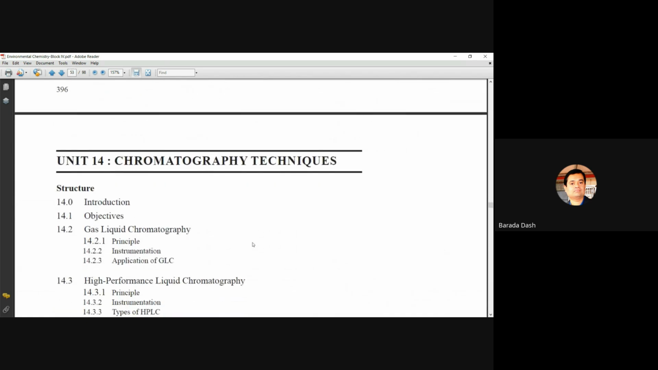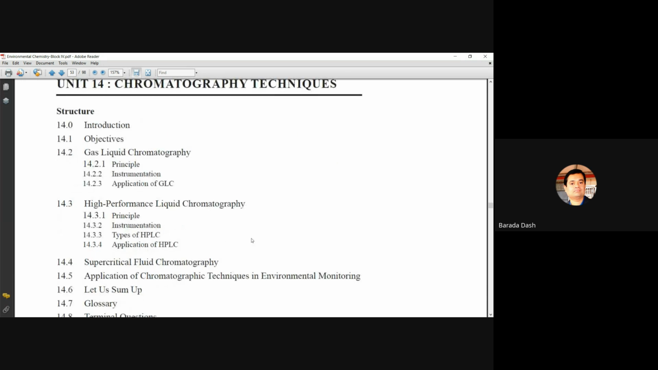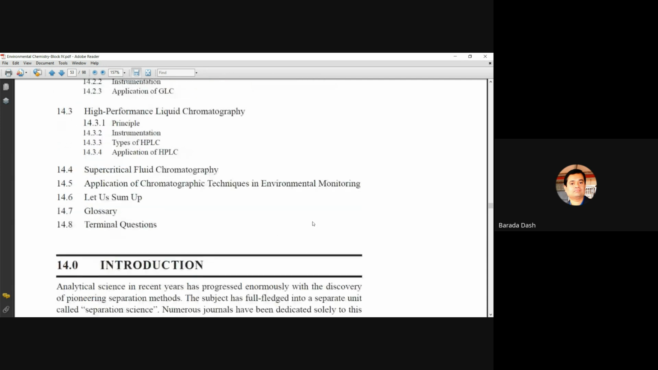So the next unit is about chromatography techniques. There are many chromatography techniques, like gas liquid chromatography. Chromatography techniques means separation techniques. When you want to separate one component from a mixture of components, you have to use separating techniques, and chromatography techniques are modern separating techniques. It could be gas liquid chromatography, high performance liquid chromatography, supercritical fluid chromatography, and so on. And then there is the application of chromatography techniques in environmental monitoring.